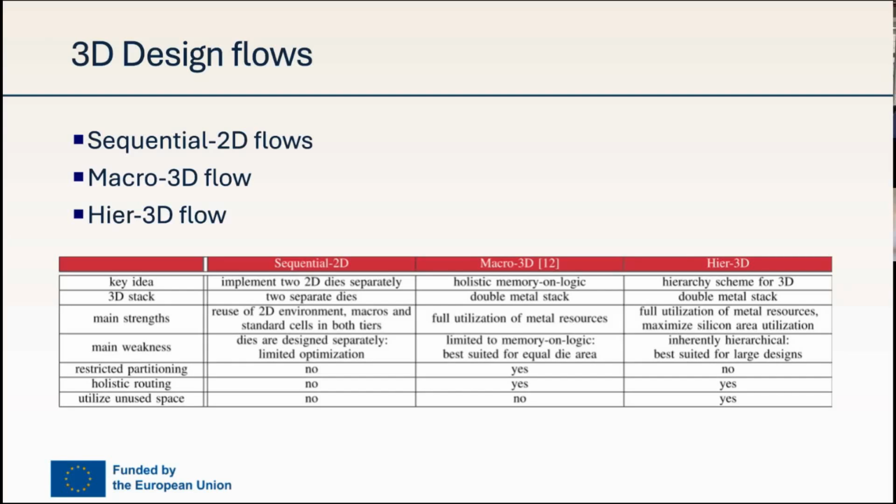These two methodologies present some advantages and disadvantages. For example, in terms of sequential 2D, the fact that we can have a very free partitioning is a big plus, while it has some negative aspects, like, for example, that we need to perform a partition, which typically is very, very difficult to do at the first. On the other hand, macro 3D has some advantages in terms of using all the possibilities of the routing simultaneously in the three dies, while it has some limitations since it is mainly focused on memory and logic.